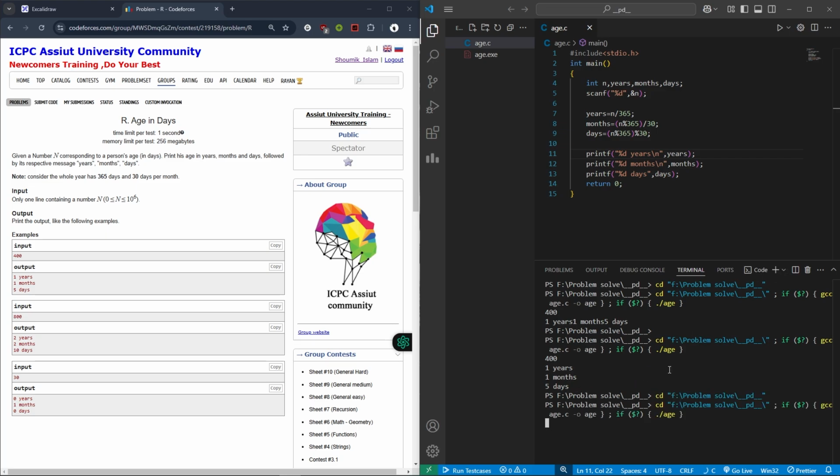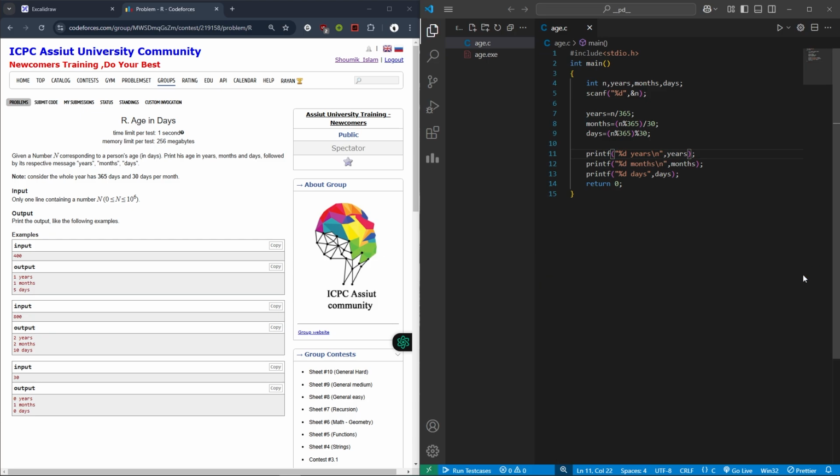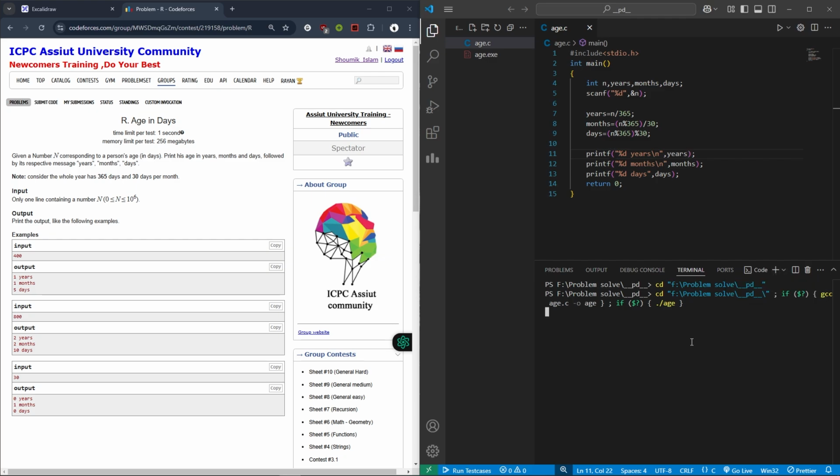Let's run the program again. For 800 days we get 2 years, 2 months, and 10 days. Let's run it again for the last output, which is 30. That's just 0 years, 1 month, 0 days.